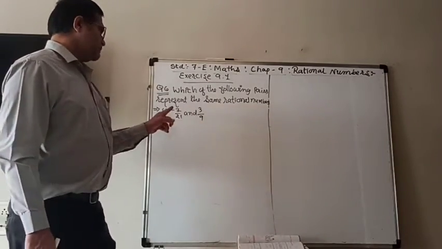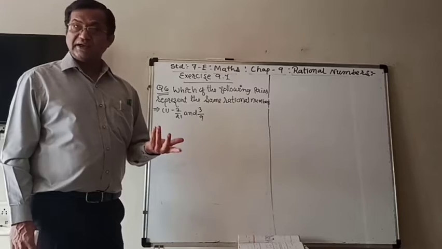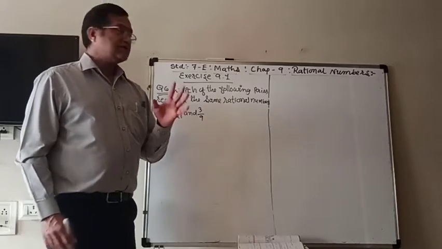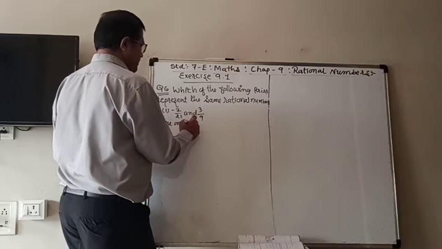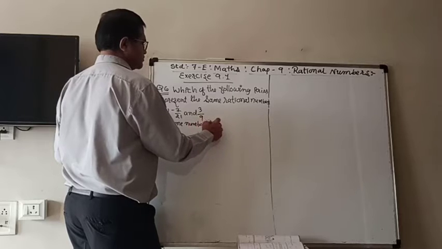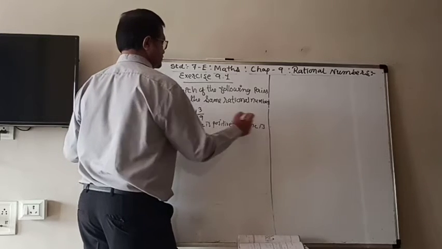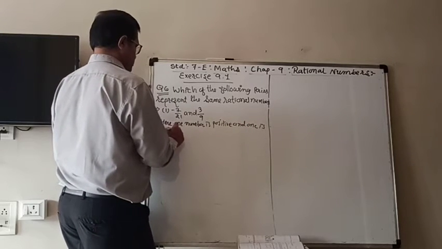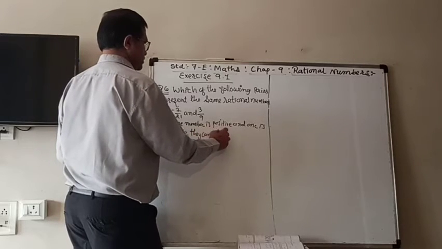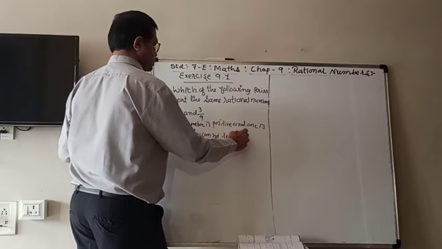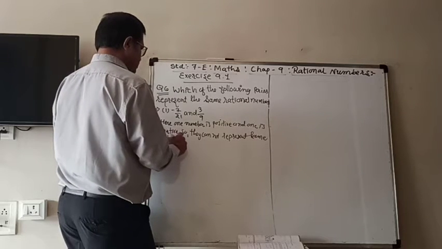Here you can see that minus 7 upon 21 and 3 upon 9. So one is positive, the other is negative. It means that they can't represent same rational number. Here one number is positive and one is negative. So they cannot represent same rational number. So here we don't have to do anything.